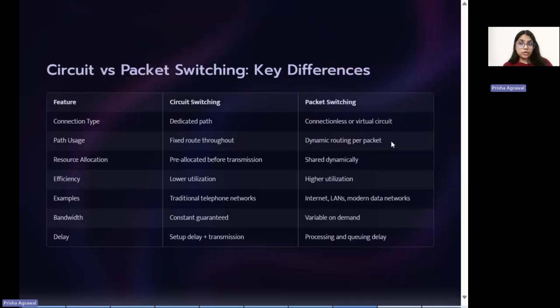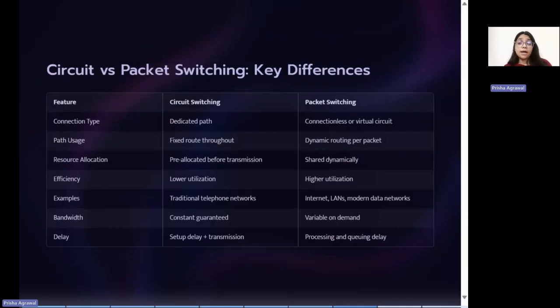Circuit switching versus packet switching: key differences. Now that we have studied circuit switching and packet switching individually, let us compare these two techniques to understand the differences more clearly. The first major difference is the type of connection used. In circuit switching, a dedicated communication path must be established between the sender and the receiver before any data can be transmitted. This means that the network reserves a specific communication channel for the entire duration of the session.